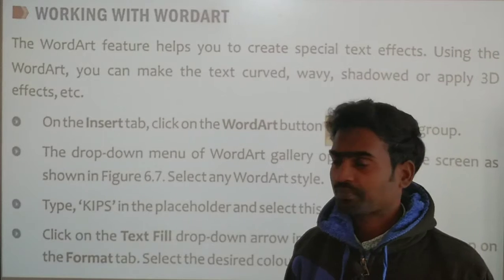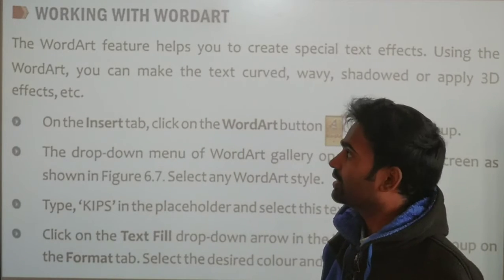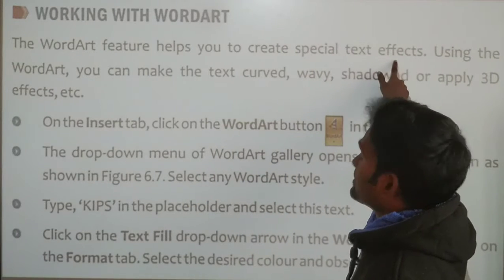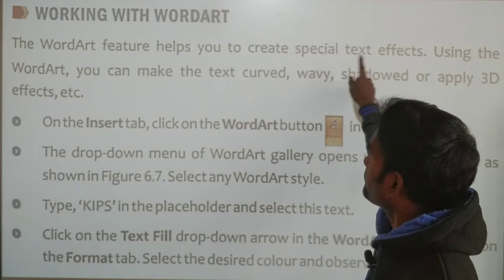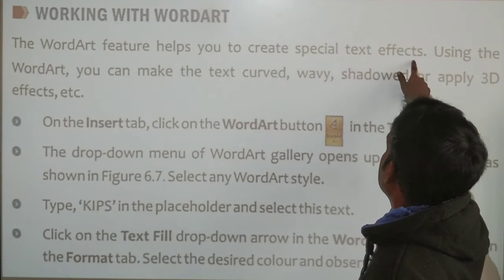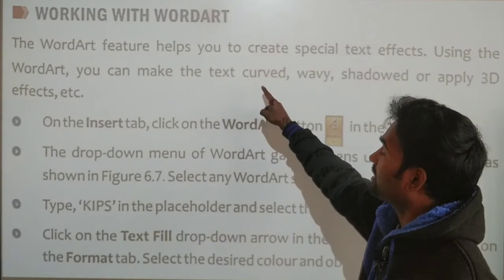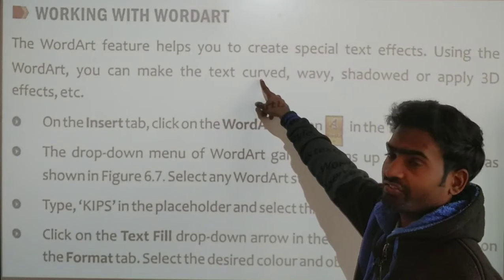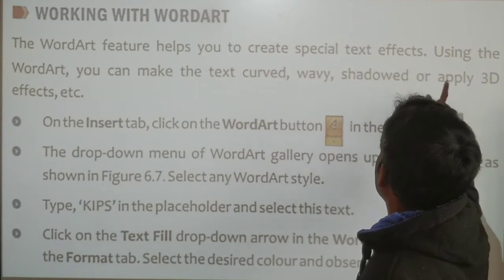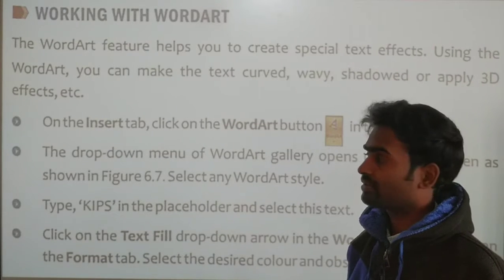So here we start. How to do that? Working with word art, right? The word art feature helps you to create special text effects. Dear children, it helps you to create special text effects. Using the word art, you can make the text curved, wave, shadowed, or apply 3D effects, and there are more, right?